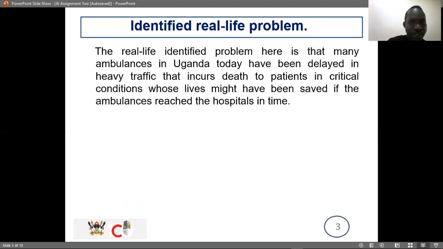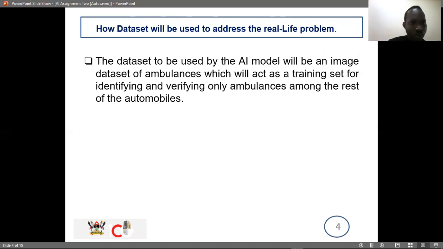So the real-life problem I identified is that many ambulances today are delayed in heavy traffic, which has resulted in tragedy for victims, death of patients, and delays in traffic, and this has negatively impacted the health sector. And how my dataset will be used to address this problem: it will be an image dataset, taking images of vehicles and verifying the ambulances among those vehicles.